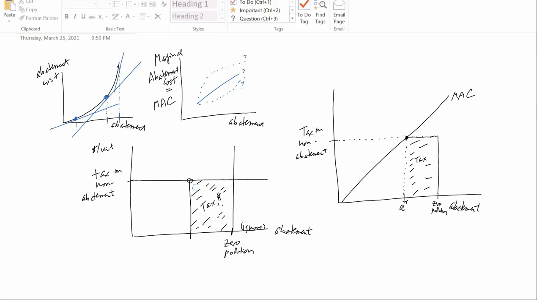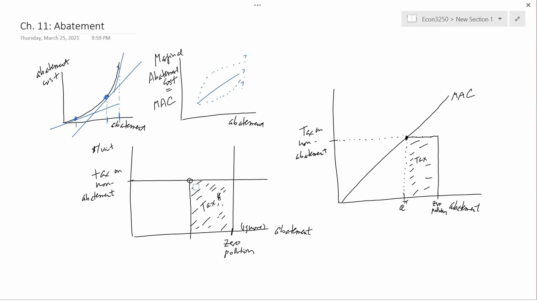Suppose the firm considered, instead of A pi, abating, let's say, at A1. At A1, abatement's not very expensive for the firm. But it decides not to do it. And it decides not to go beyond A1. And therefore, if it doesn't go beyond A1, it's going to have to pay a whole lot of taxes.